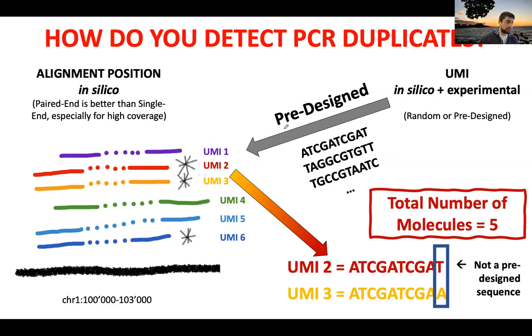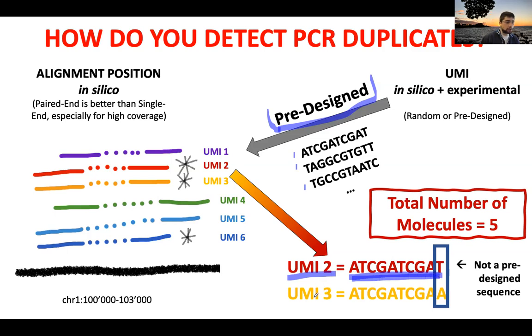Instead of having random nucleotides, you can have pre-designed sequences, okay? So you basically design a ton of different sequences. You see that ATCGA is different from TAGGC, and it's different from TGCCG. And since you know what type of UMI to expect, if you look at UMI2, this is something that was not present in your original design, okay? So if it's not present in your original design, then you say, oh, it must be a sequencing error.